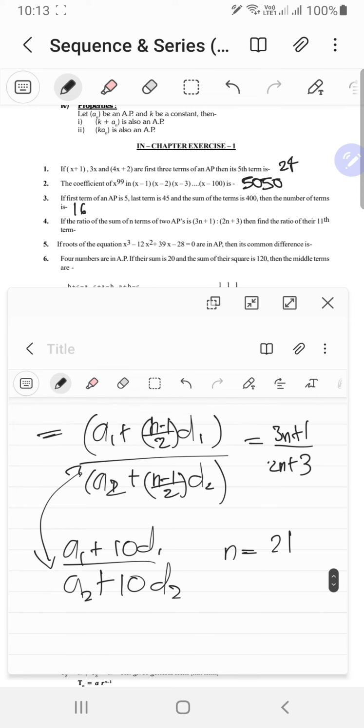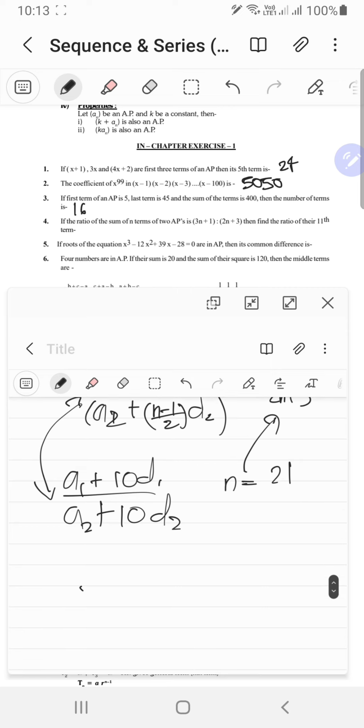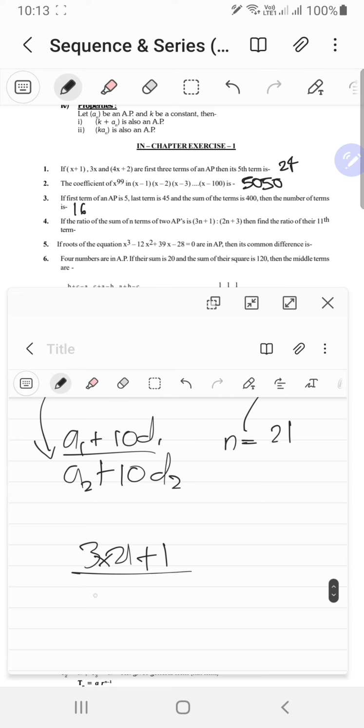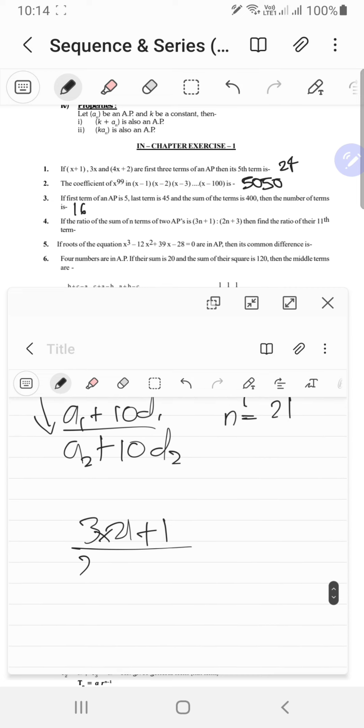If we do that substitution in here, then we'll just get this ratio. So putting that in, we get 3 into 21 plus 1 upon 2 into 21 plus 3, I think. Yes, and that will be 63 plus 1, 64, upon, once again, 42 plus 3, 47, I think. Yeah. So this is the ratio.